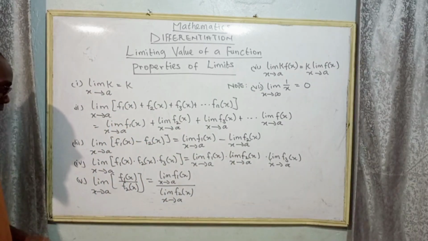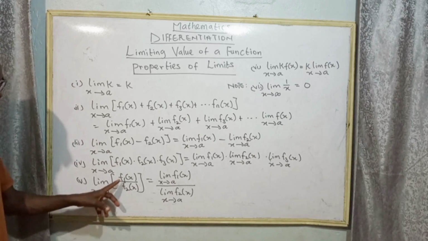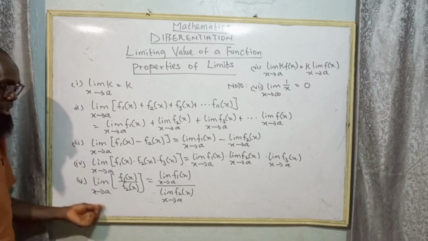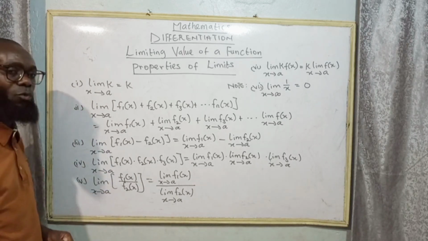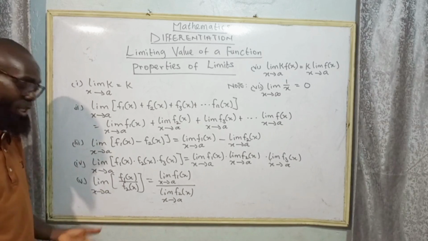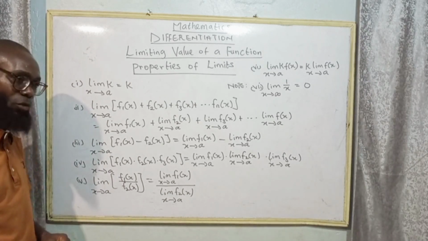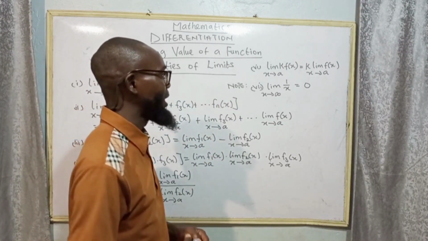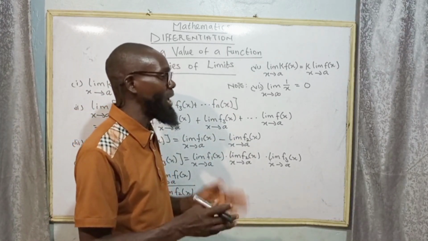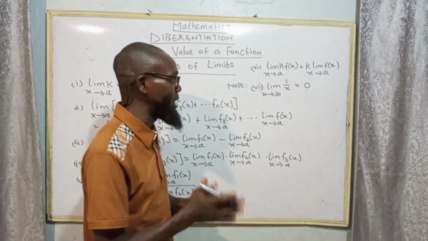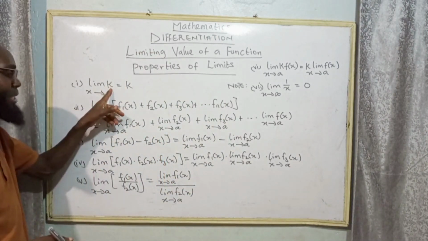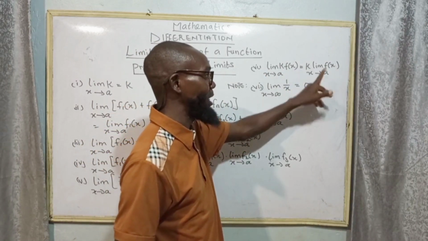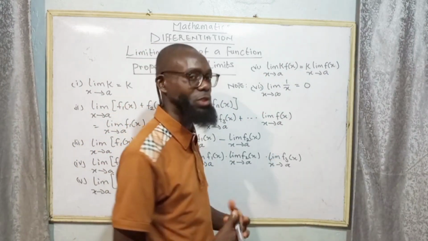This property is a division. Limit of f1 of x divided by f2 of x as x approaches a is equal to limit of f1 of x as x approaches a divided by limit of f2 of x as x approaches a. Number 6 is that limit of k times f of x as x approaches a. We know very well from here that k is a constant. Then this k will be taken out. So we have k times limit of f of x as x approaches a.